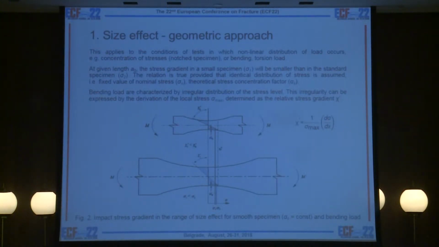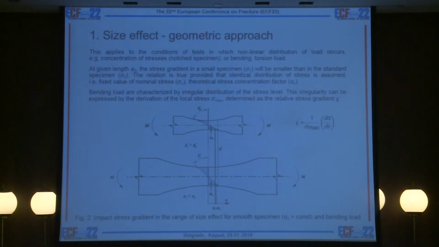This approach applies to conditions of the test in which non-linear distribution of load occurs, e.g. concentrations of the stress in a notched specimen under bending or torsion load. So we have presented two specimens, large and small, and we have the same nominal stress, but the stress distribution is different. The stress gradient is bigger for the smaller specimen than the large. So we have this.